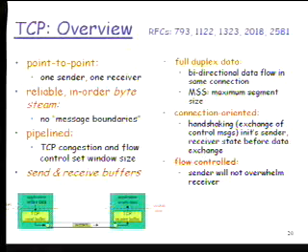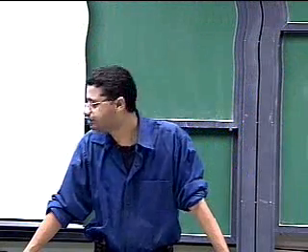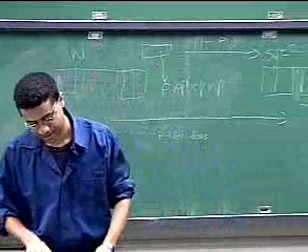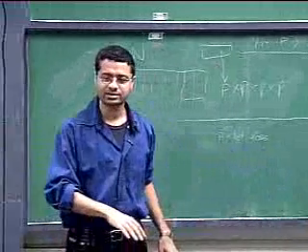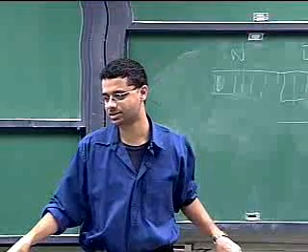So far in this chapter, what have we done? What have we learned so far? We've learned 3 things: we've learned what kinds of services the transport layer can provide, and within that we have looked at the concept or the notion of multiplexing and demultiplexing.